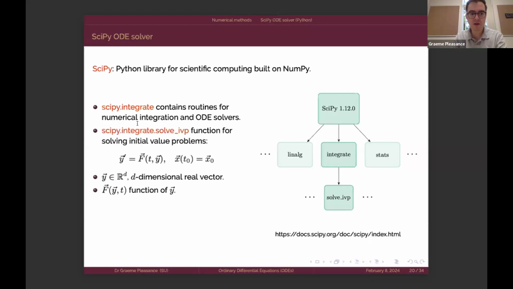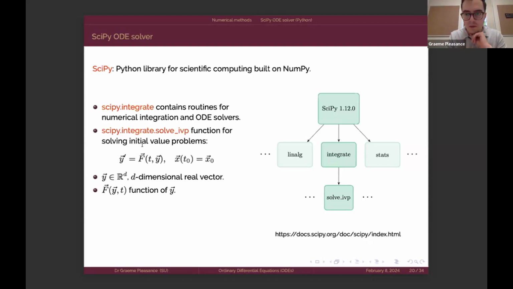Okay, so as I said, this solve initial value problem function, as is implied by its name, is used for solving initial value problems. So these are generally problems of this form.